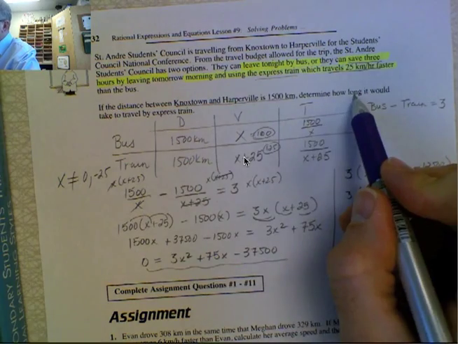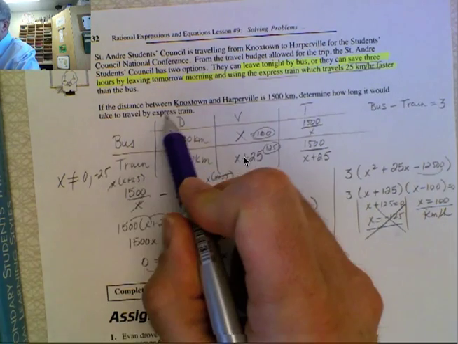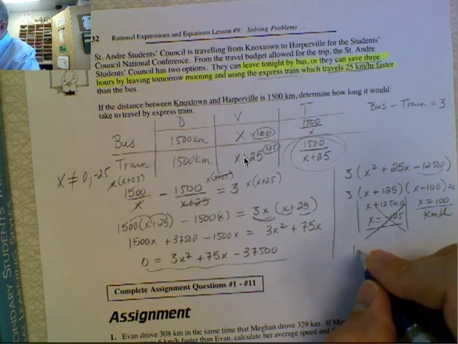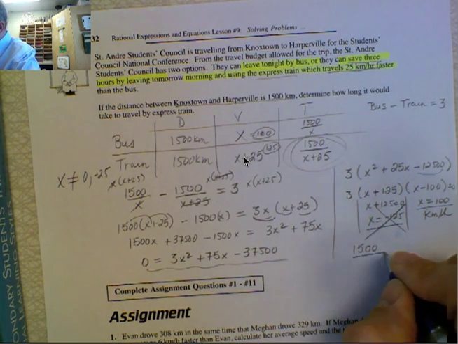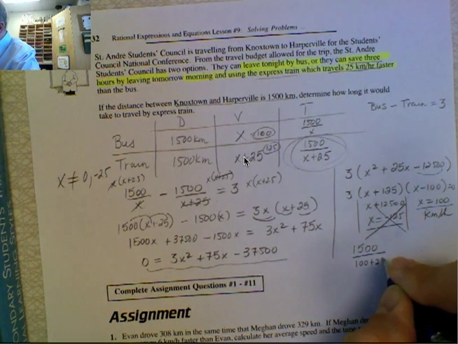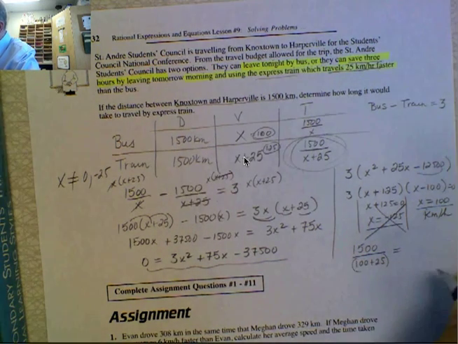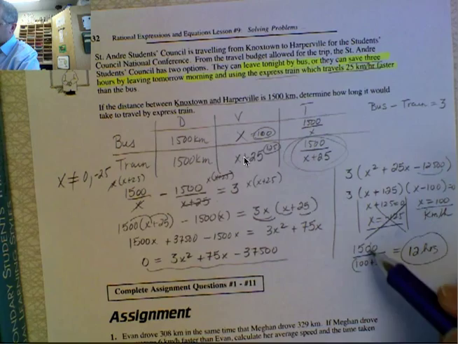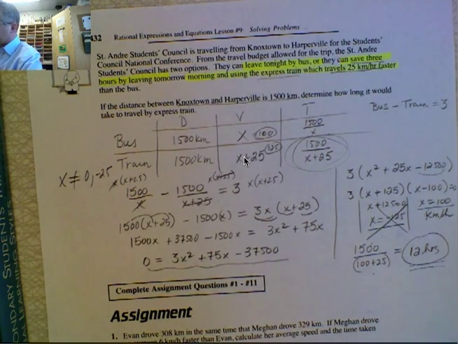Now, it says how long would it take to travel by express train? So that's time by express train. So if I take 1,500 divided by 100 plus 25, which is 125, I find out that it's actually going to take 12 hours to go by train. Just by dividing these out, it tells me my time.